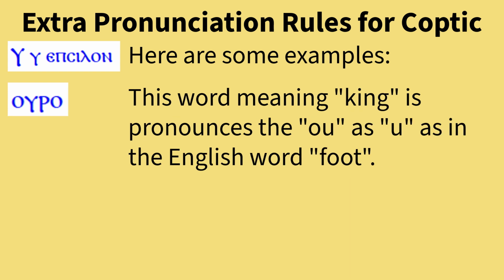This next example, the word uro. This word meaning king has the U pronounced as in the English word foot. So the digraph O epsilon here is pronounced as U, not W, because it's coming before a consonant and therefore simply representing a vowel sound. Uro, meaning king.